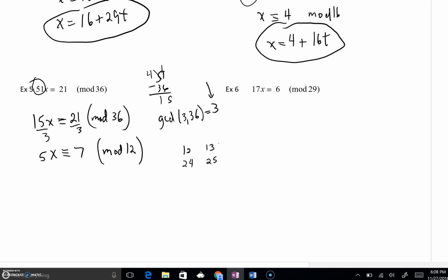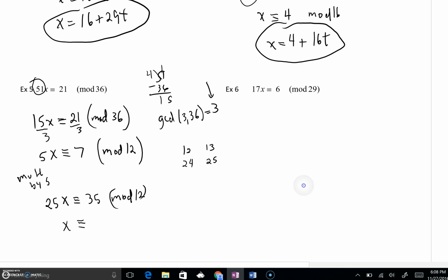You want to be one step larger than one of those multiples. And look at the 5x. If I multiply both sides by 5, you're going to get 25x. 7 times 5 is 35. And this is mod 12. And, like I said, 25 is really just a remainder of 1 in mod 12.